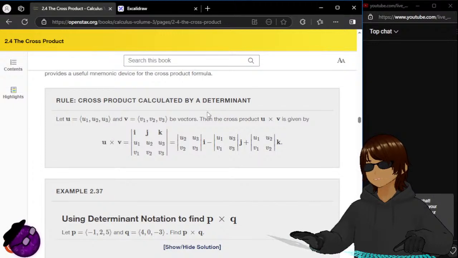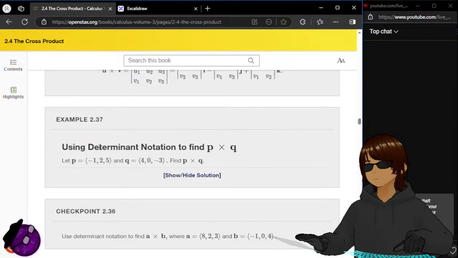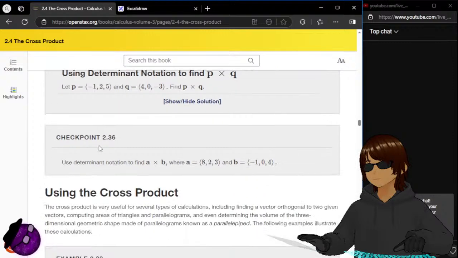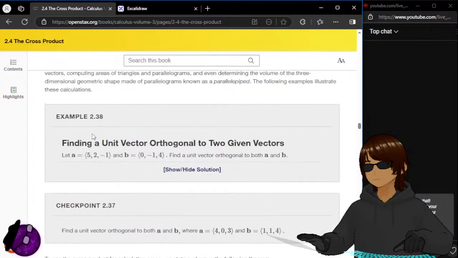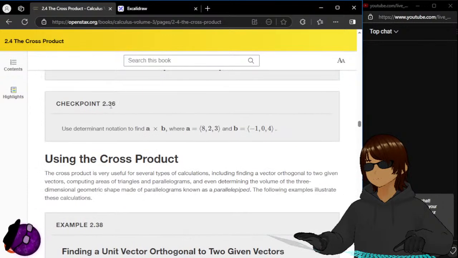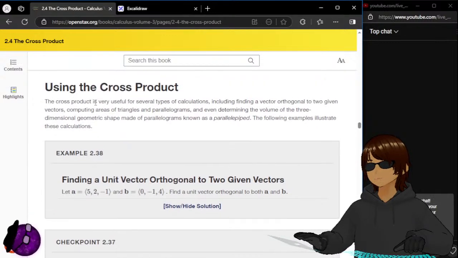Cross product calculated by determinant. Let U be this and V be this. The cross product U cross V is given by this. Yeah, I don't want to do all that again. Finding a unit vector orthogonal to two given vectors.